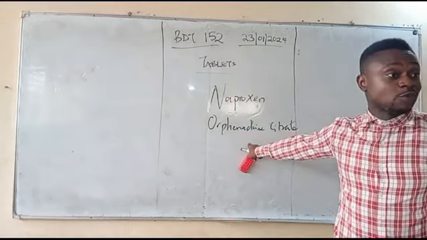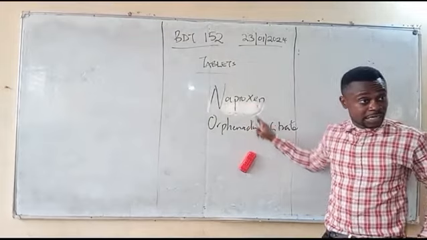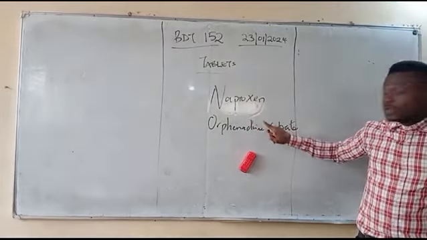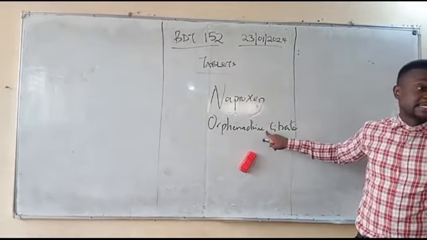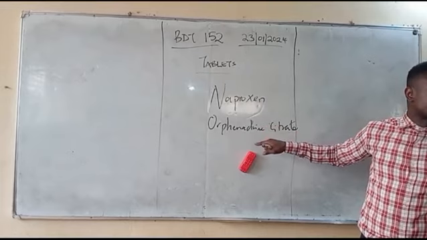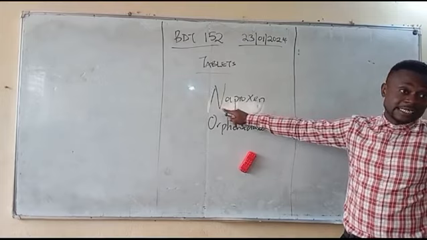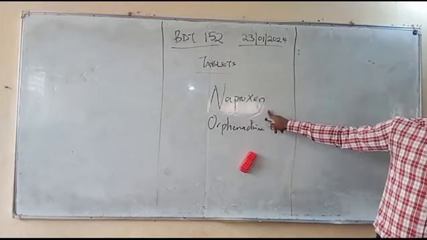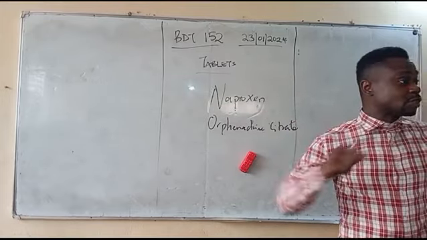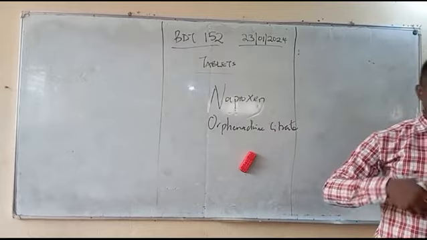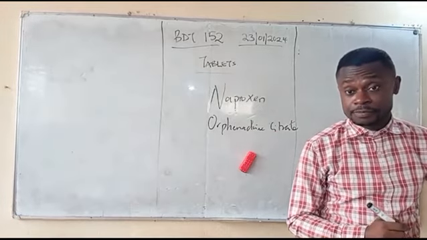Orphenadrine citrate is an example of a drug formulated as what? This is a drug, this is an active ingredient, okay? Orphenadrine citrate is a drug formulated as a multiple compressed tablet. Then naproxen is an example of a drug formulated as a delayed release tablet. You can find many other examples, okay?